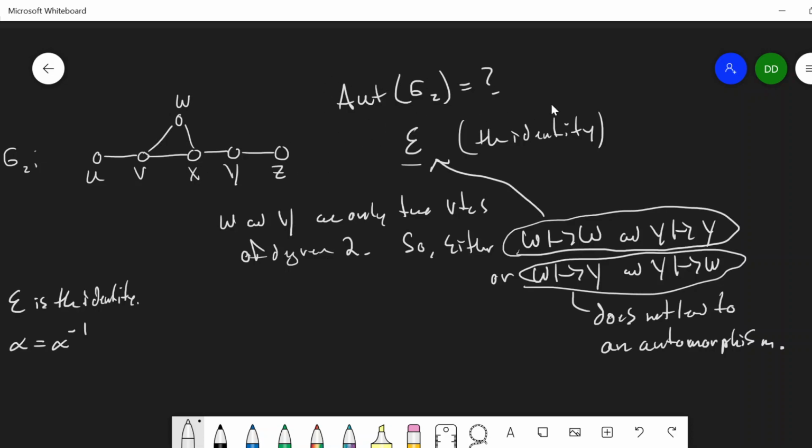And so what is the automorphism group of G2? Well, it's the identity group. It's Z1. Yeah, so we can label this Z1. It's the trivial group. Integers modulo 1 is another way to think of the trivial group.